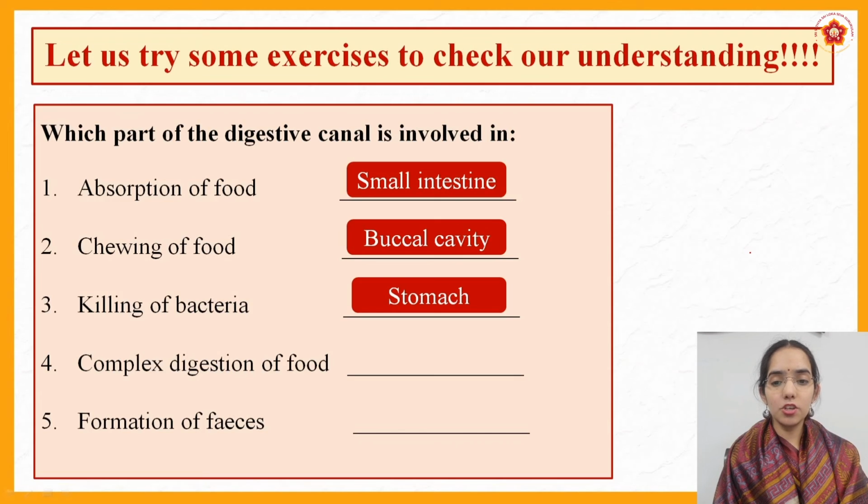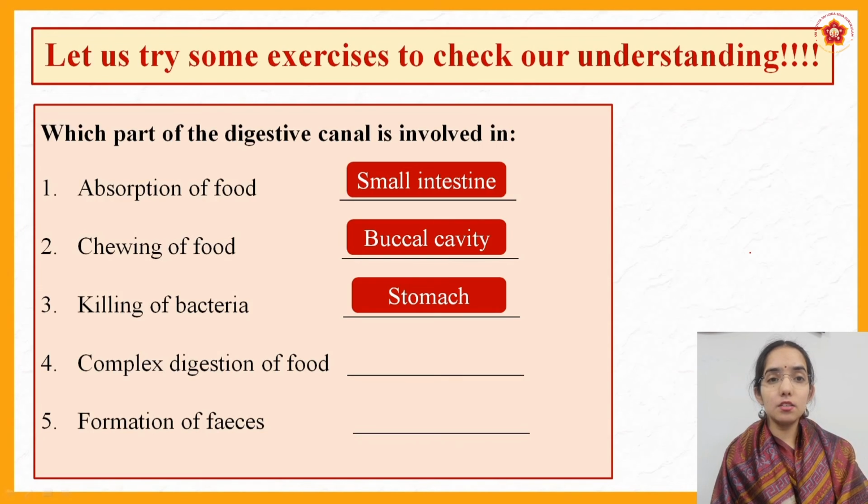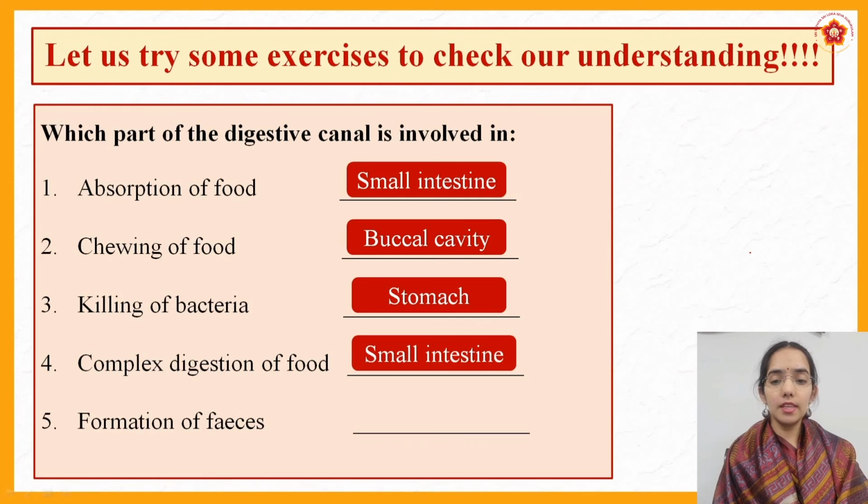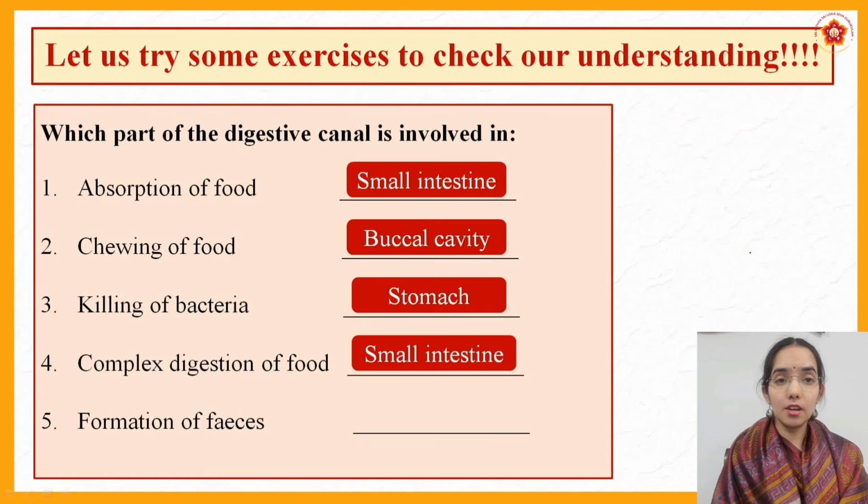Now, complex digestion of food. So where does the complex digestion of food occur? So we had seen that in the small intestine, various secretions are secreted, right? And they help in this complex digestion of food. Because if you see in our buccal cavity, only starch is getting digested. In our stomach, only protein is getting digested. While in the intestine, all the kinds of nutrients are getting digested. So complex digestion of food happens in the small intestine.